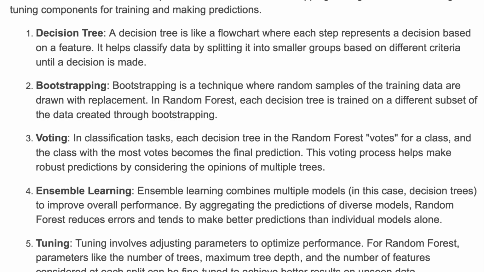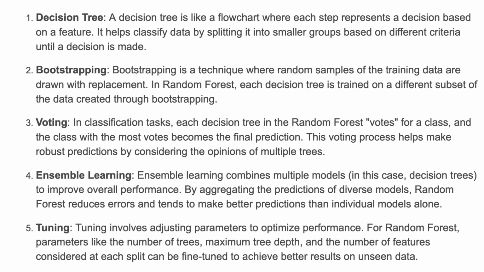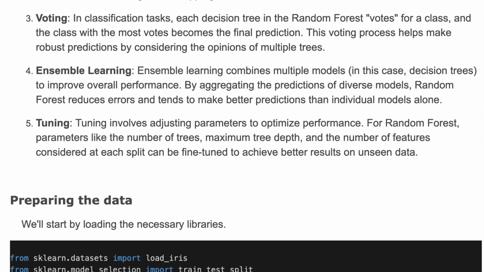Tuning involves adjusting parameters to optimize performance. For random forest, parameters like the number of trees, maximum tree depth, and the number of features considered at each split can be fine-tuned to achieve better results on unseen data. This is a brief overview of random forest. Now let's proceed with a practical example using Python.